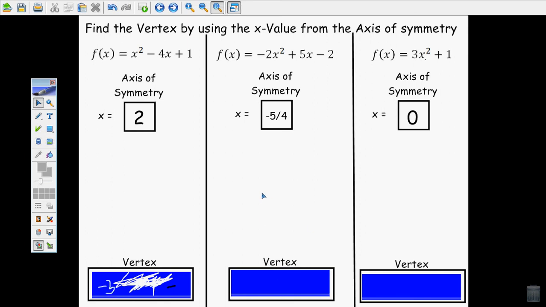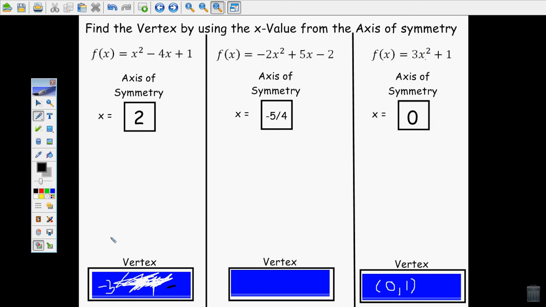Okay, this one right here, I'll have to do a little bit more computing. Actually, let's come down here to this one. If we plug in 0 for x, 3 times 0 would just be 0. And so the vertex here is going to be, let me make it look a little bit better, x is 0, and then y is 1. So that's what it was supposed to look like.